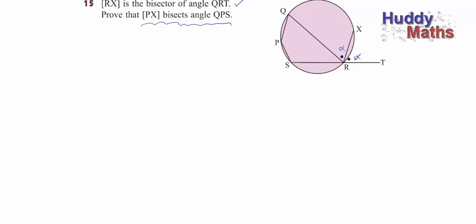Well, that's not even in there. We better put that in. PX through there bisects angle QPS. That's what we're after there.